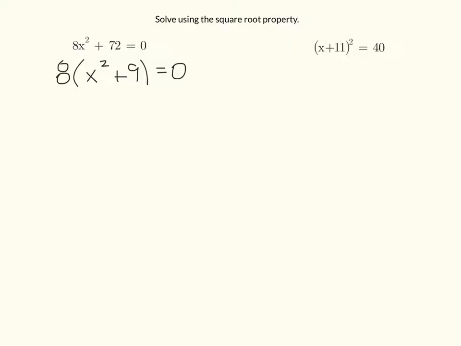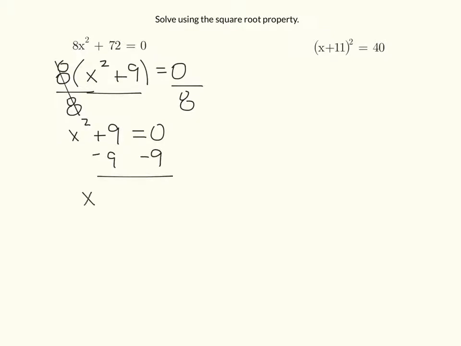Alright, now you can look at this in a couple different ways. Since we're using the square root property and not the zero product property, I'm actually going to divide both sides by 8. And now we're just going to be left with x squared plus 9 equals 0. And I'm going to subtract 9 on both sides and get x squared equals negative 9.